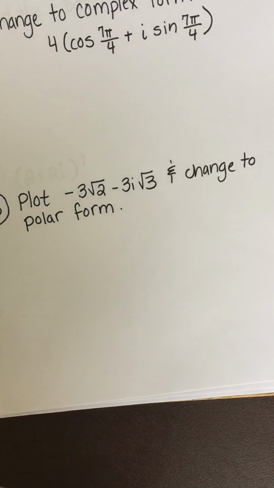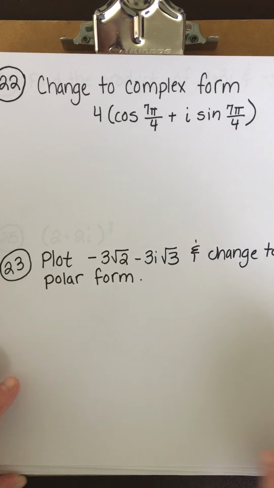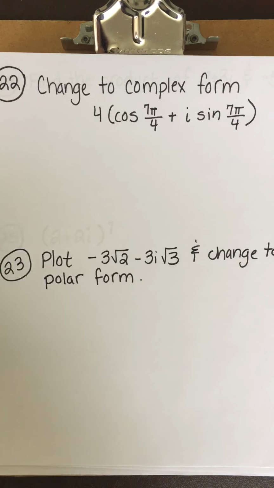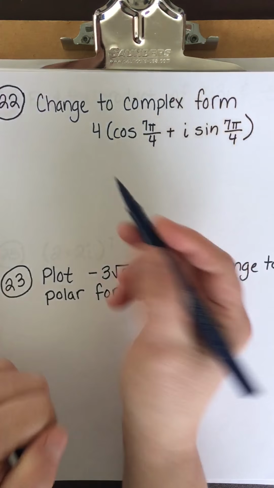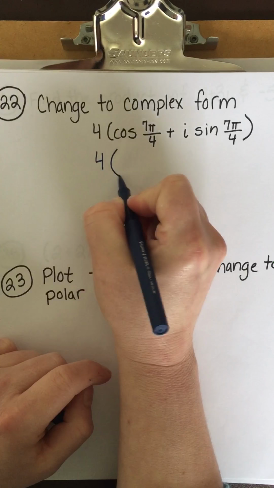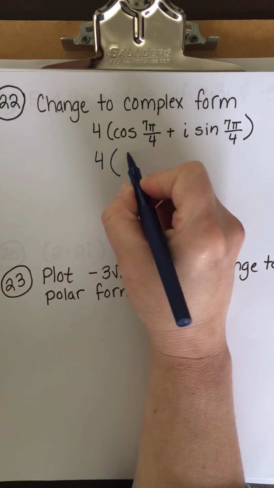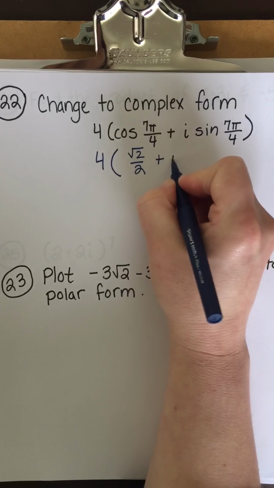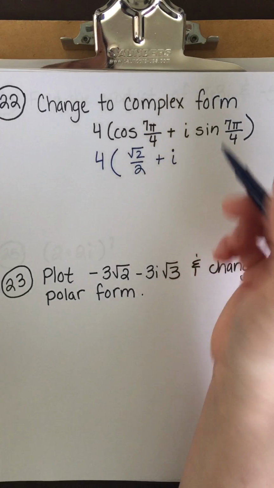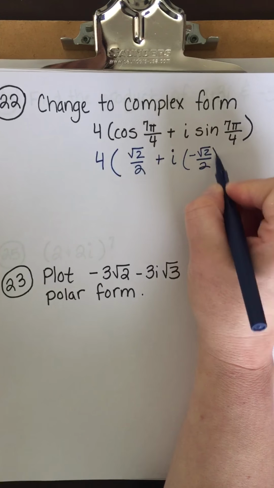Let's look at the next one, number 22. It wants us to change it to complex form. So I'm going to do pretty much what I just did to graph that point. Let's write it out the long way. So 4 times, now the cosine of 7 pi over 4 is the square root of 2 over 2. That's on your unit circle. And then the sine of 7 pi over 4 would be negative the square root of 2 over 2.